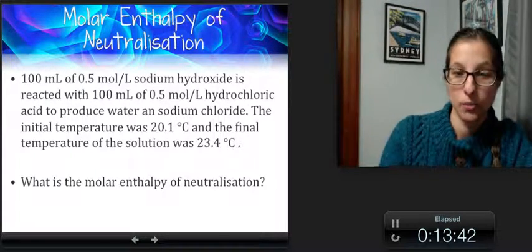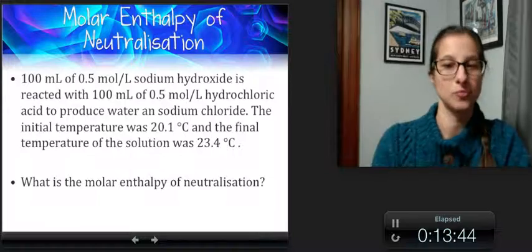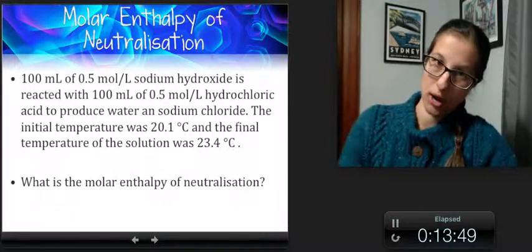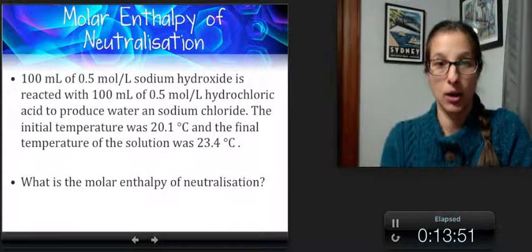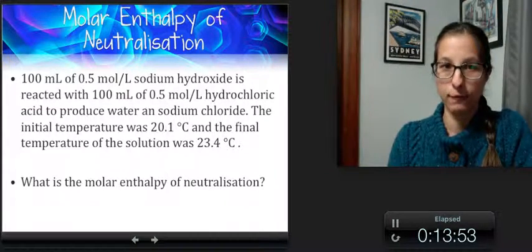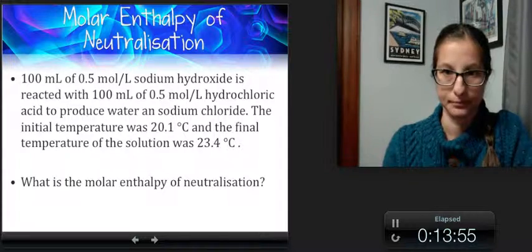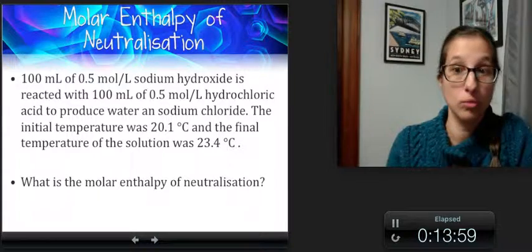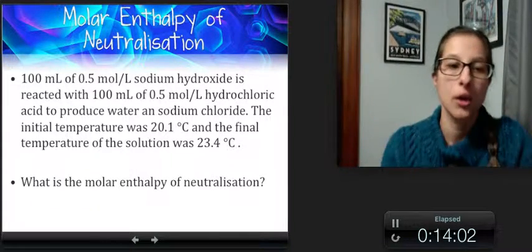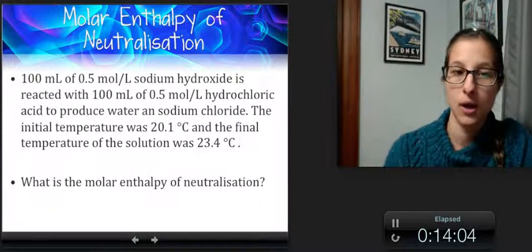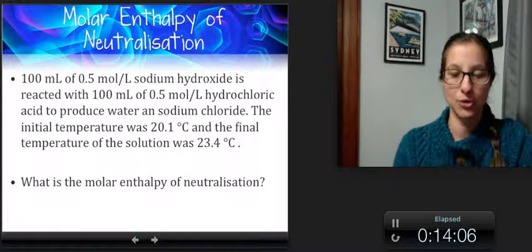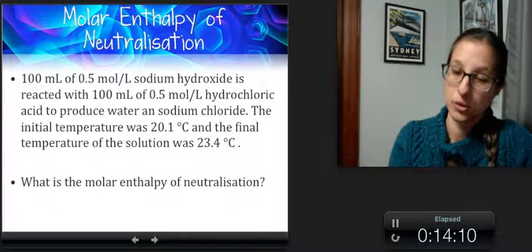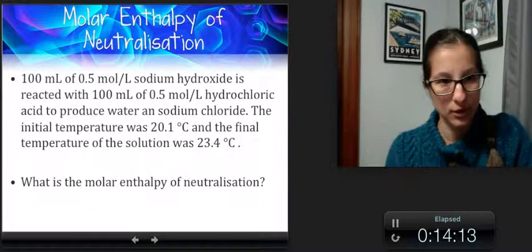All right, so molar enthalpy of neutralization. So you have to remember what a neutralization reaction is. Okay, it's a double displacement reaction where we are going to be making an ionic compound and water from an acid and a base. Okay, so it says 100 milliliters of 0.5 mole per liter, so that's the concentration of sodium hydroxide, is reacted with 100 milliliters of 0.5 mole per liter hydrochloric acid.